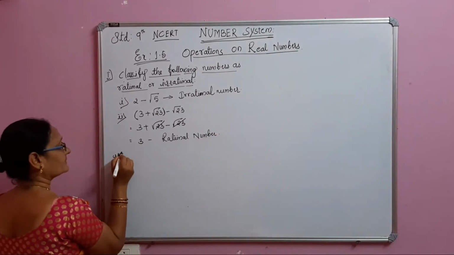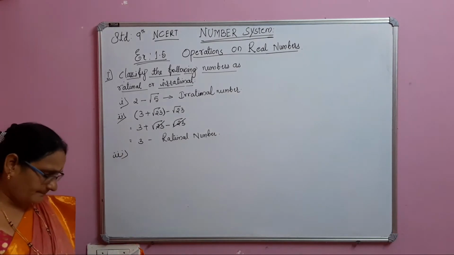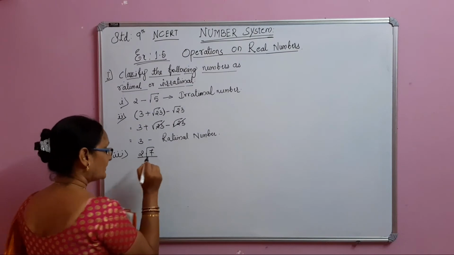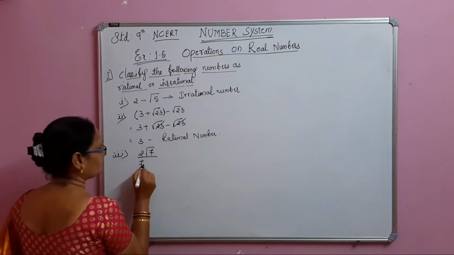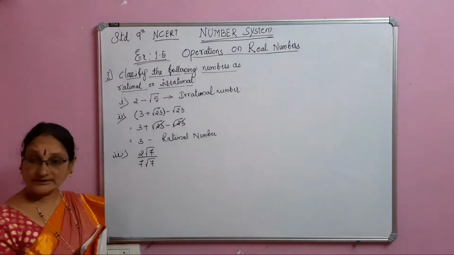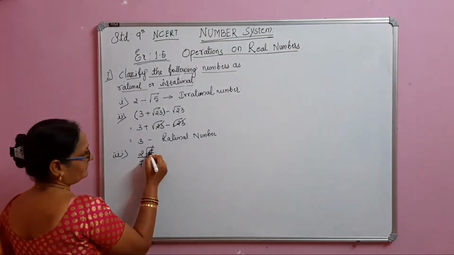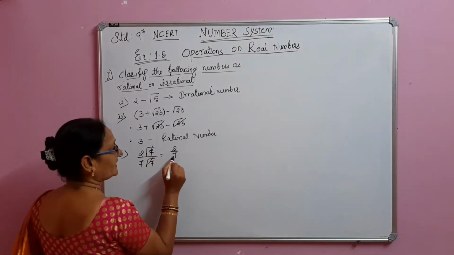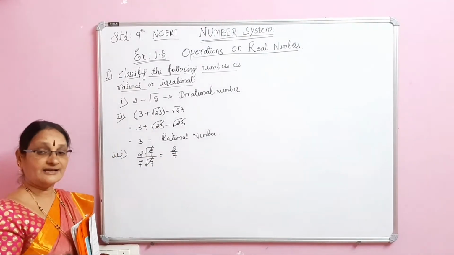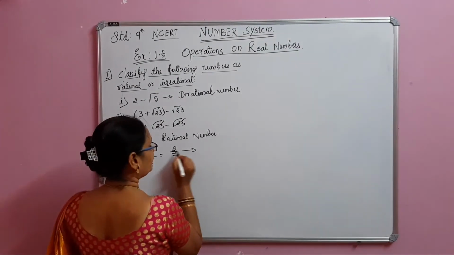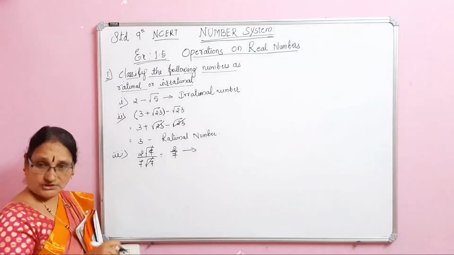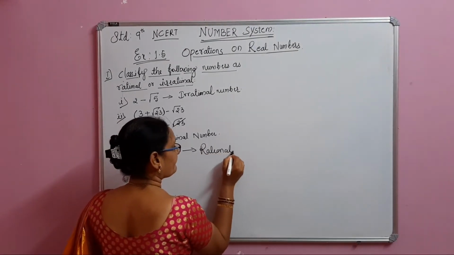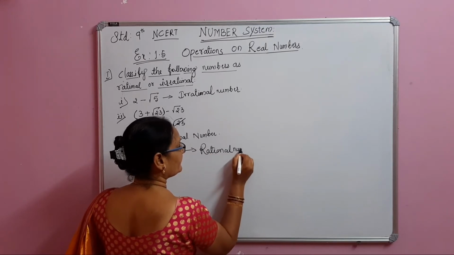Now the third one. It is 2 root 7 divided by 7 root 7. Whether it is rational or irrational, we'll see. Now see, root 7 got cancelled. So now what remained here? 2 by 7. Is 2 by 7 rational or irrational? It is a rational number, because it is in the form of p by q.